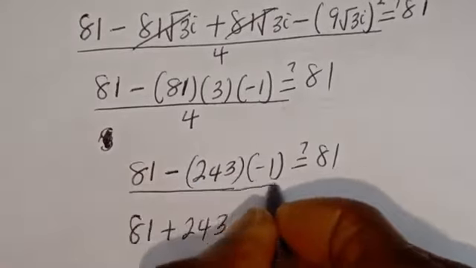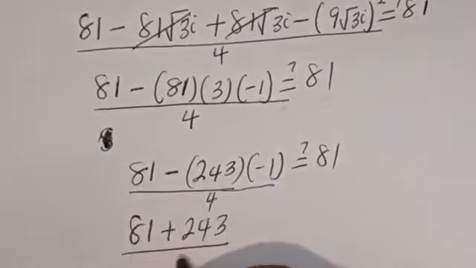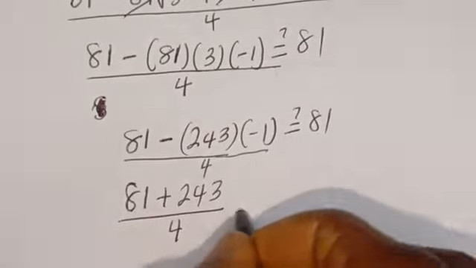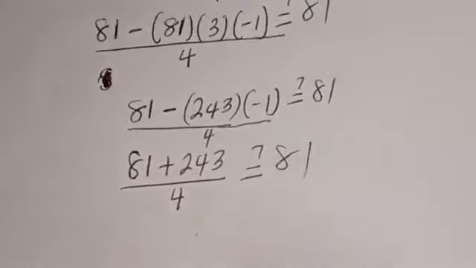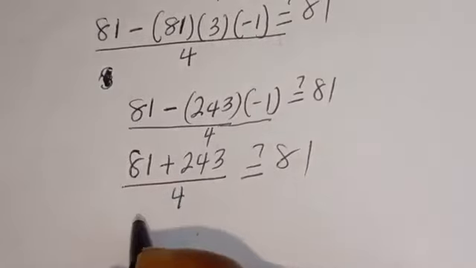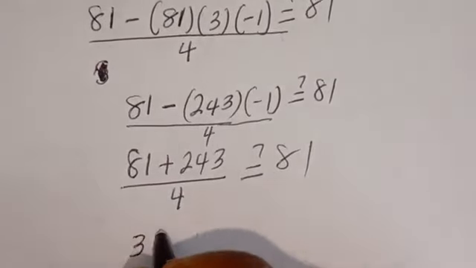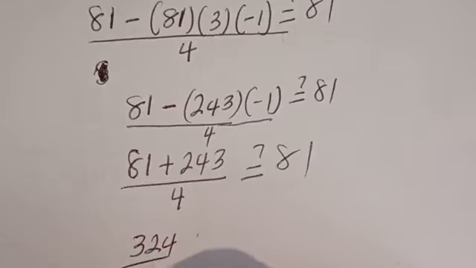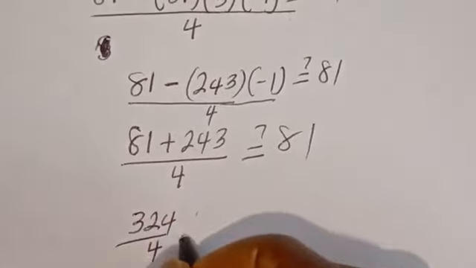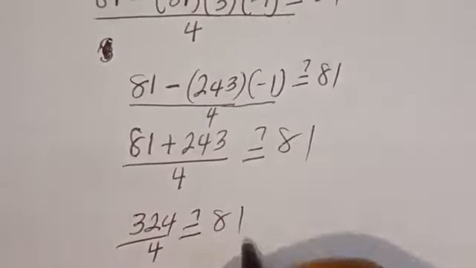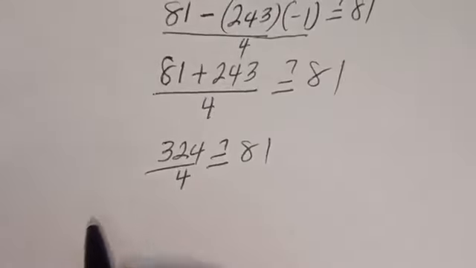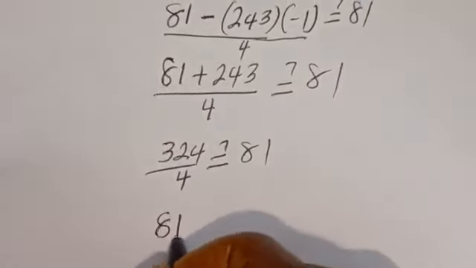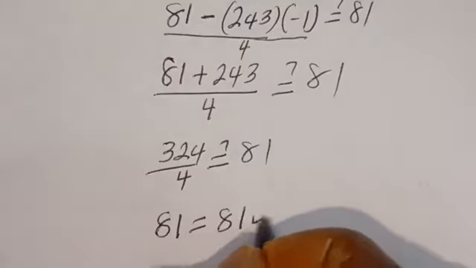This divided by 4, then this divided by 4 must be equal to 81. 81 plus 243, this is 324 divided by 4 must be equal to 81. 324 divided by 4, that is 81, is equal to 81, which is true.